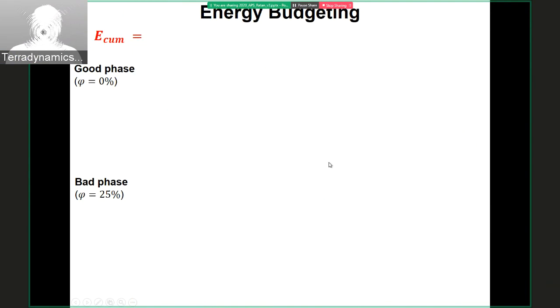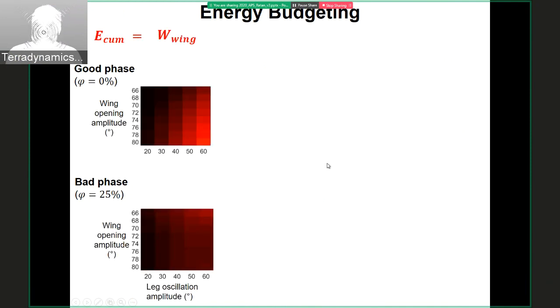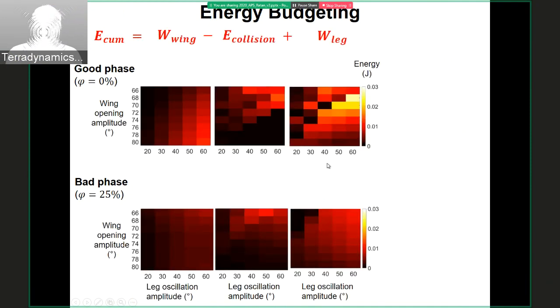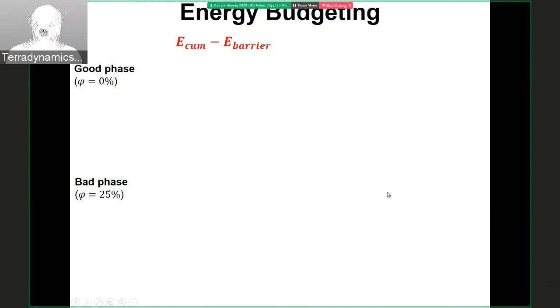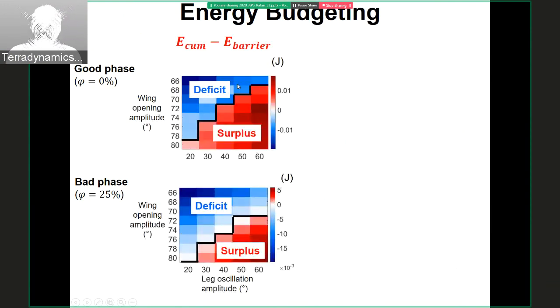From the model, we calculate the energy contribution for good and bad phases. We calculate the work done in wing opening, the collision dissipation, and the work done in the leg stroke individually for different wing and leg oscillation amplitudes. There is a significant difference between good and bad phases, especially in the work done by the leg stroke. We calculate the cumulative energy by the above equation and compare it with the barrier to predict self-righting. We calculate their difference here, and if there is a deficit, it means the robot will fail. If there is a plus, it will succeed.